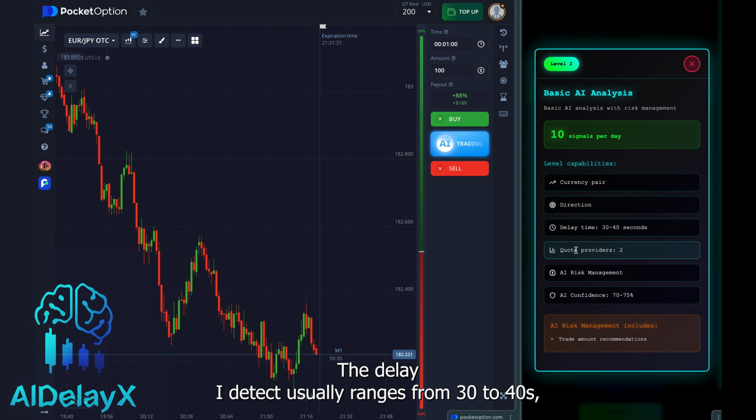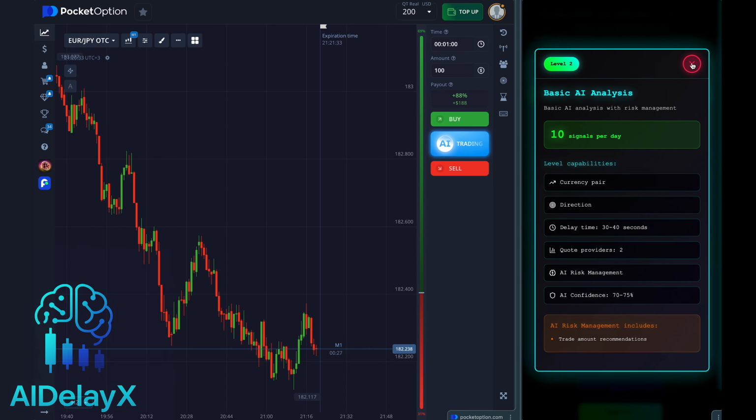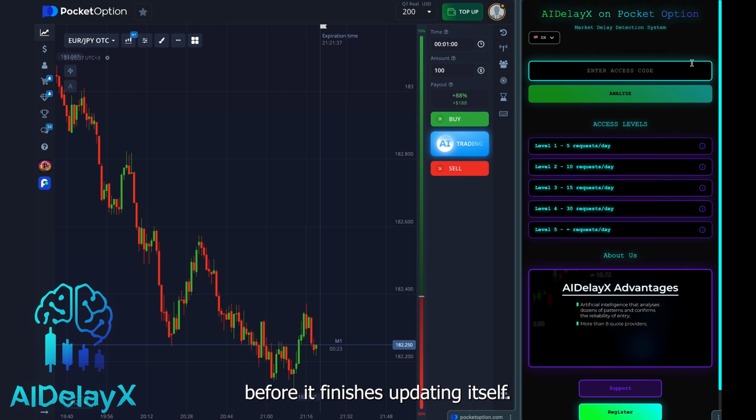The delay I detect usually ranges from 30 to 40 seconds, which is more than enough for me to see the market slightly ahead of time. You could say I simply read the market before it finishes updating itself.